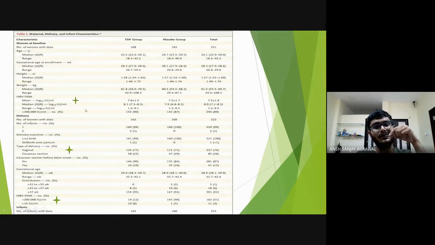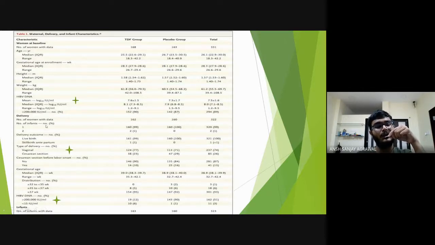Another thing that I would like to draw attention to is the number of women who had greater than 200,000 IU per ml of HBV DNA levels. You could see that in the TDF group at baseline it was 152, and in the placebo group it is 142. Also, please note the values written in the brackets. So let's say 90, that is the percentage. So 152 is 90% of the TDF group who had greater than 200,000 values, and 142 is 87% of the placebo group who had greater than 200,000 values.